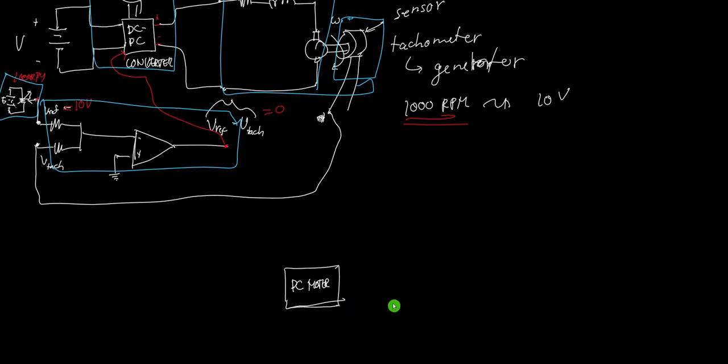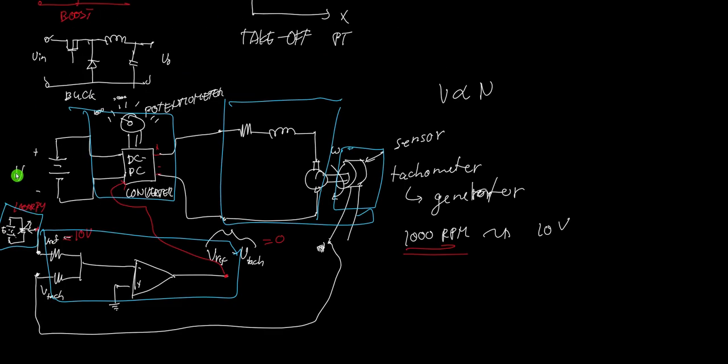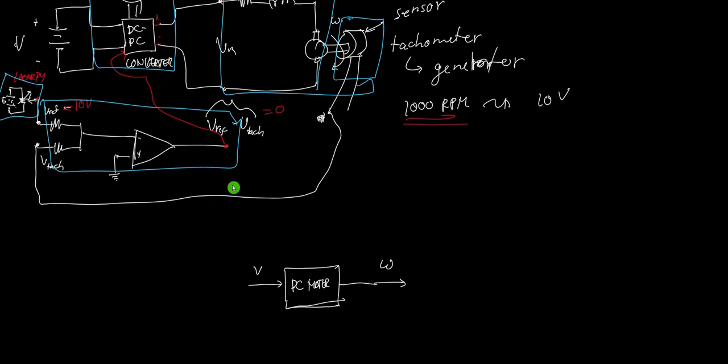Then, what's the input and what's the output of the DC motor? Your output is the angular speed or angular velocity, while the input is the voltage we apply here. Let's call it Vm, the voltage of the motor.